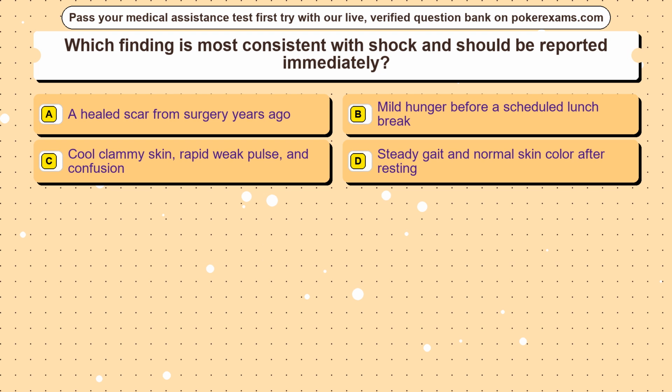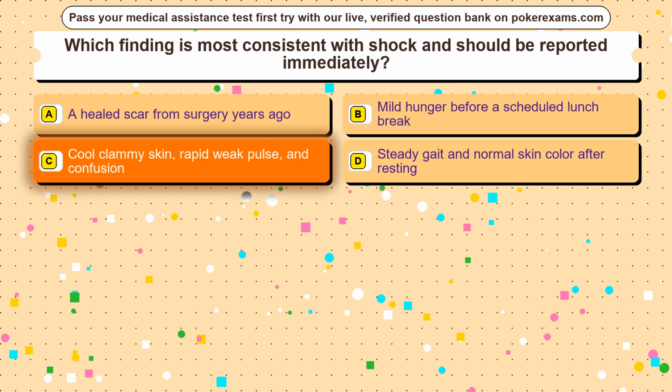Question 1. Which finding is most consistent with shock and should be reported immediately? Option A. A healed scar from surgery years ago. Option B. Mild hunger before a scheduled lunch break. Option C. Cool clammy skin, rapid weak pulse, and confusion. Option D. Steady gait and normal skin color after resting.